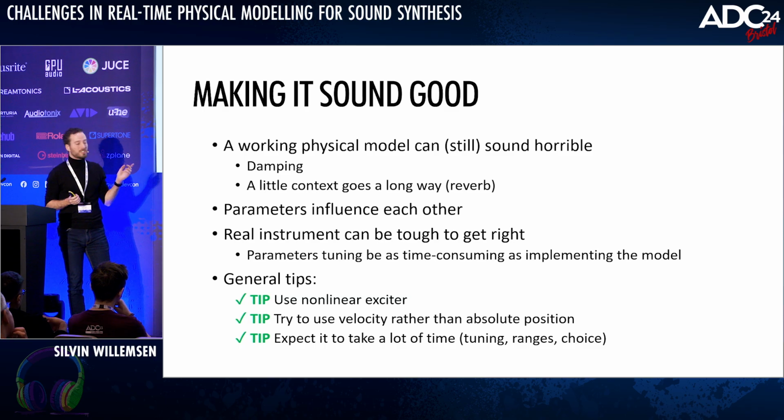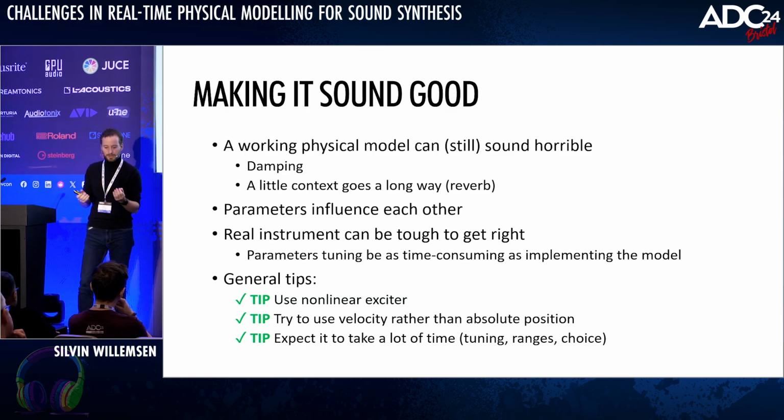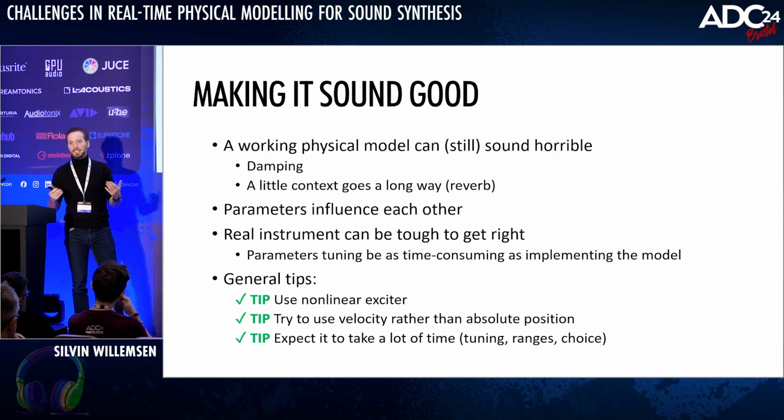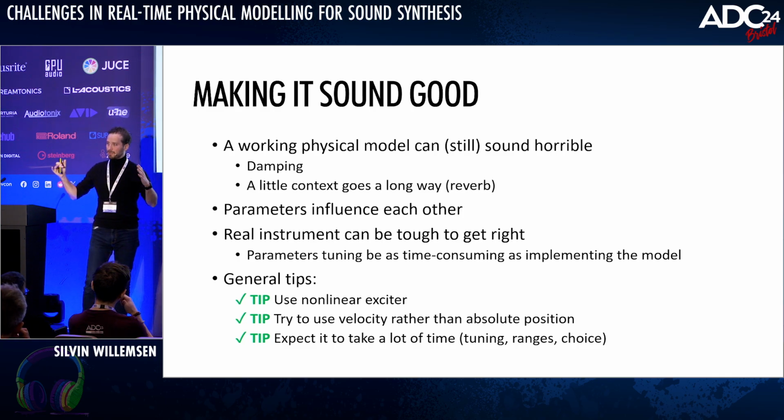Also maybe use velocity rather than absolute position. What we usually do is to take one point along the string and follow its displacement and put that to the output. But sometimes it could help to use the rate of change of that point. And it has some filtering effect that makes it a bit more natural, or could make it a little bit more natural. And finally, expect it to take a lot of time. So the tuning of your parameters, the ranges of the parameters, but also what parameters do you expose to the user, what do you combine under one single knob, etc.